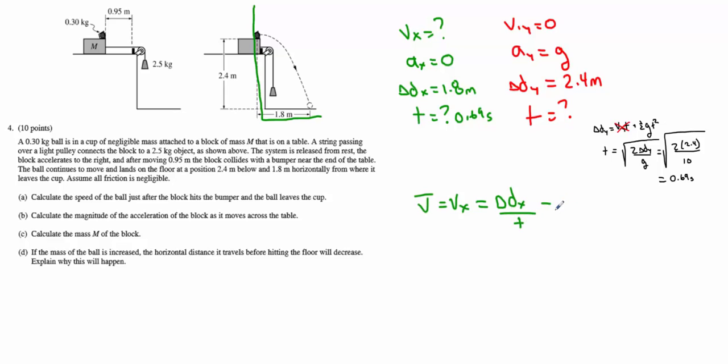We have both of those numbers. It's just going to be 1.8 meters divided by 0.69 seconds, which equals 2.6 meters per second. And that will be the answer to part A. And A was worth a total of 3 points.